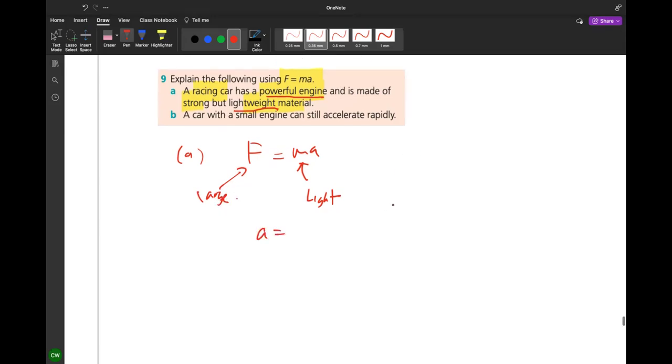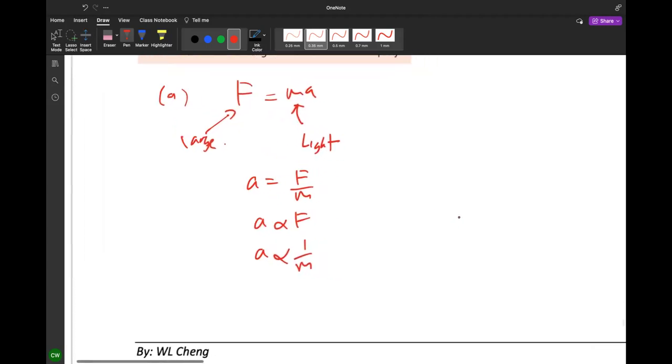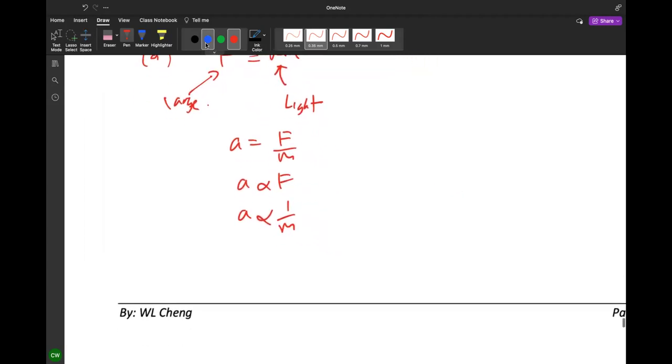What is A? F over M. So A depends on force. A also depends on 1 over M. What does it mean? A stands for what? Acceleration. So acceleration depends on force. What does it mean? The stronger the force, the larger the acceleration.